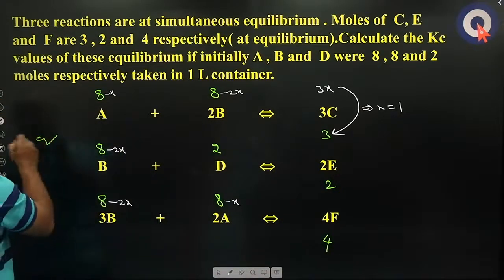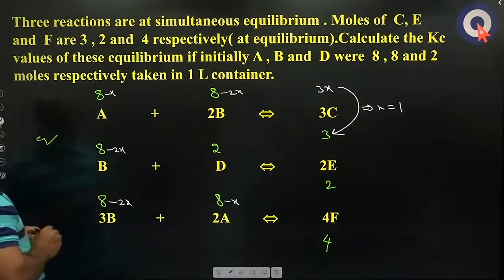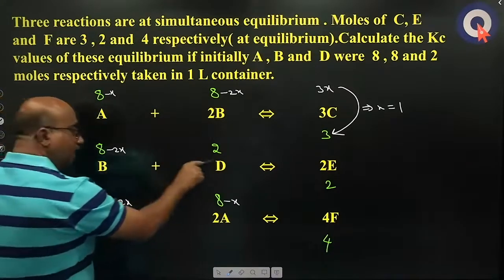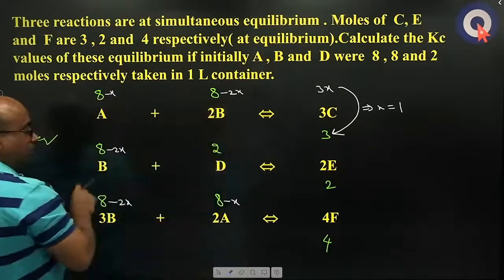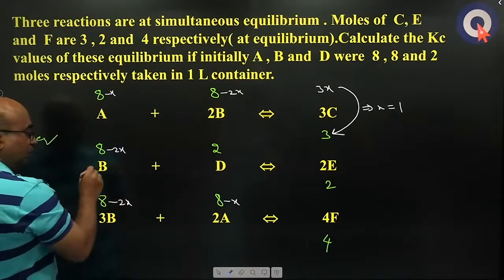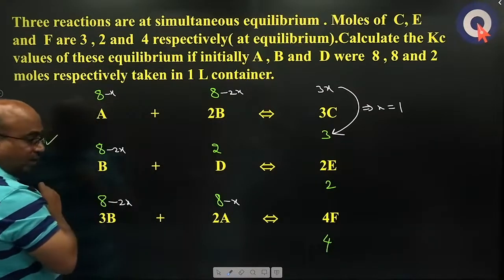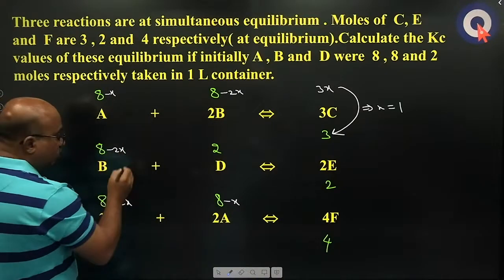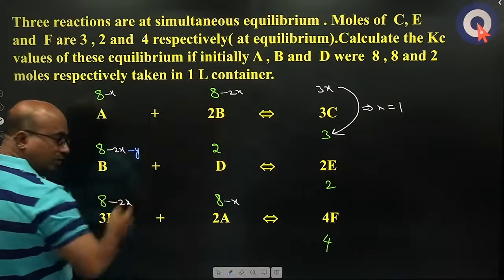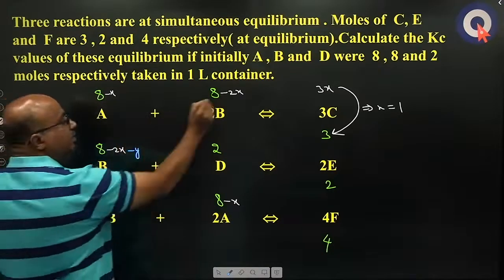Coming to the second reaction. What is the second reaction? B and D are simultaneously reacting now to give E. So how much of B may react here? For this reaction, some amount of B has to react again. Already 8 minus 2X is there. So now let us say Y reacts. So 2Y is reacting here, so that simultaneously this becomes 2Y.